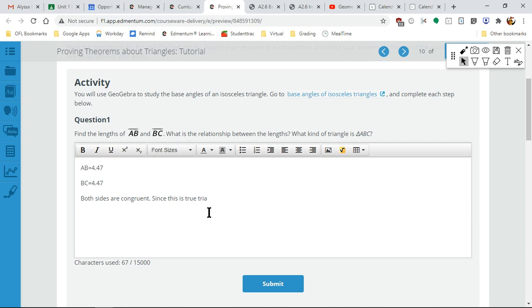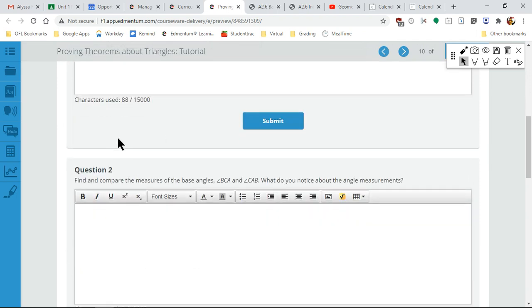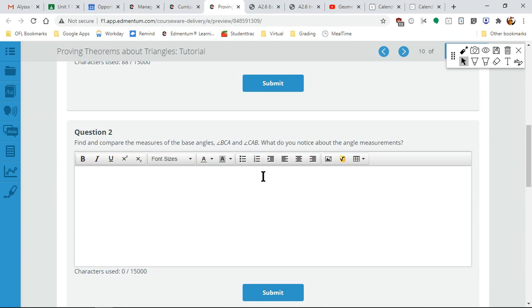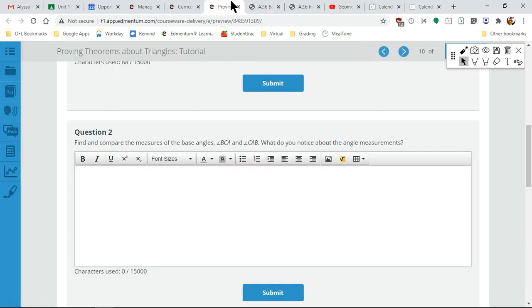Triangle ABC is isosceles. It's at least isosceles. It could be equilateral, but all we know is that those two sides are congruent. Find and compare the measurements of angle C, or BCA, and CAB. All right, so when we're measuring this, BCA is basically just angle C. Like I said, you can just ignore the other two and just say it's angle C. So we want to find angle C and angle A.